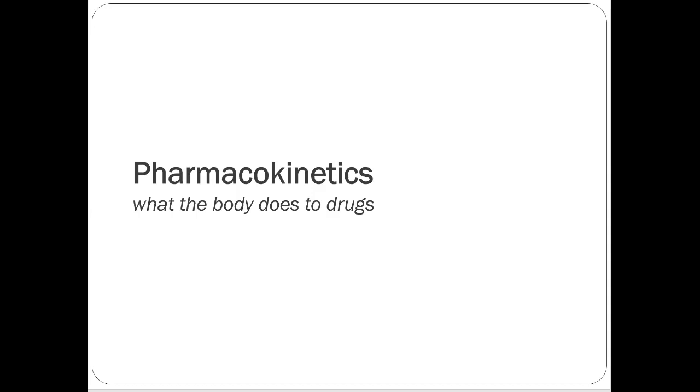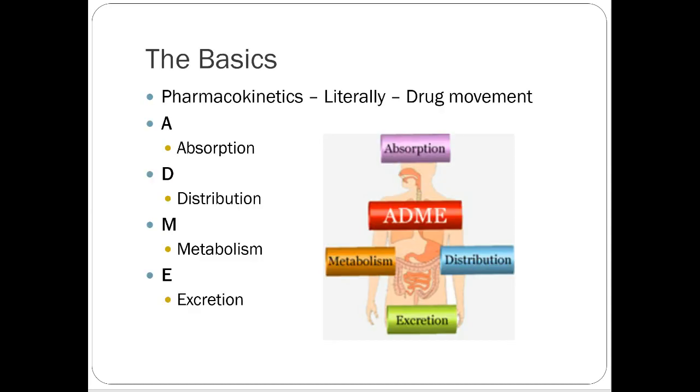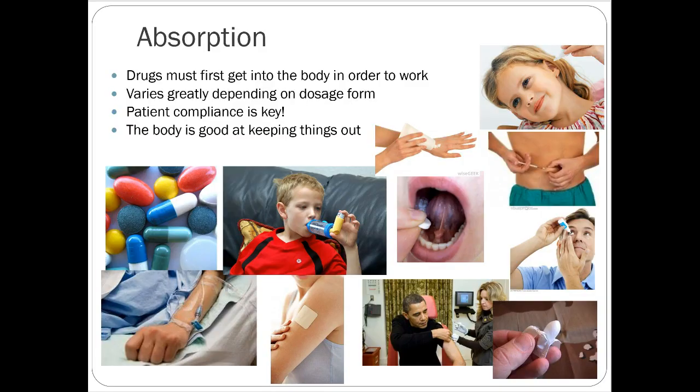All right, switching gears to kinetics here. So this is what the body does to drugs. Basics of kinetics, and the 4 things we're going to go through are absorption, distribution, metabolism, and excretion. Start with absorption. Drugs have to get into the body to work, right? We can't just look at them and absorb them through our minds, unfortunately.